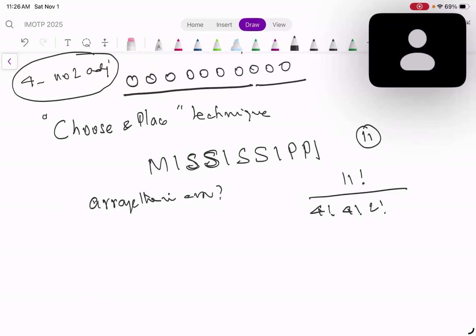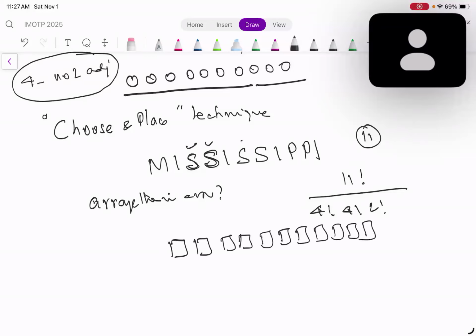So the easiest way to see this is that I have to fill 11 slots. Correct? Yes, sir. 5, 6, 7, 8, 9, 10, 11 slots. For those, I have to have 4 slots for S. So how many ways can I choose 4 out of 11? 11 C 4.